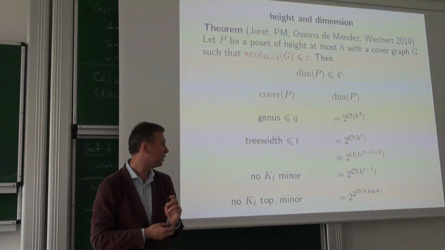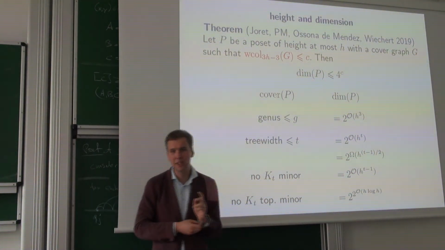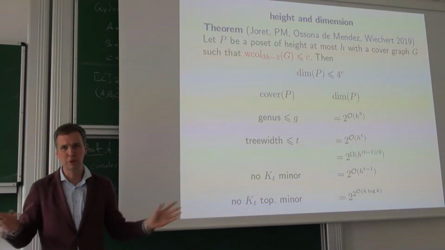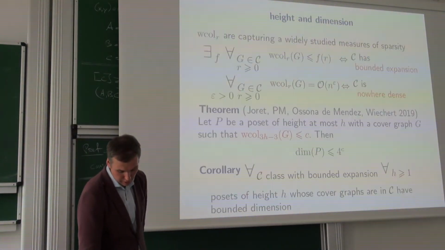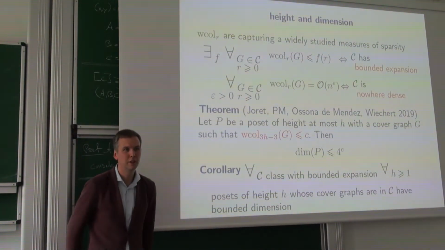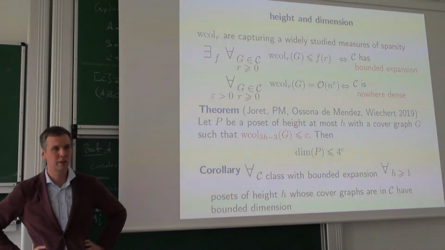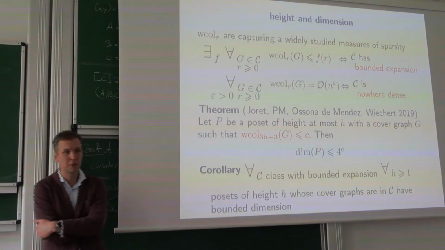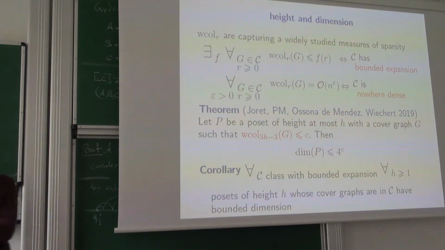No KT minor, that's the bound. Yes, so you see that dimension is bounded in terms of height, in a much broader situation. In fact, I already told you that the statement that is true here is that you can fix a class of bounded expansion, because these weak coloring numbers capture measures of sparsity that are studied, well understood.